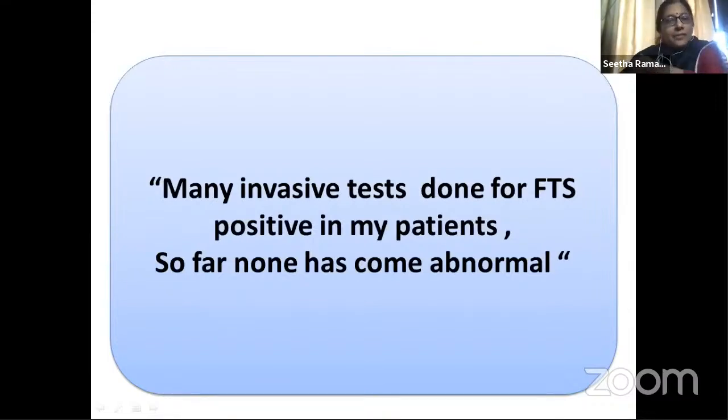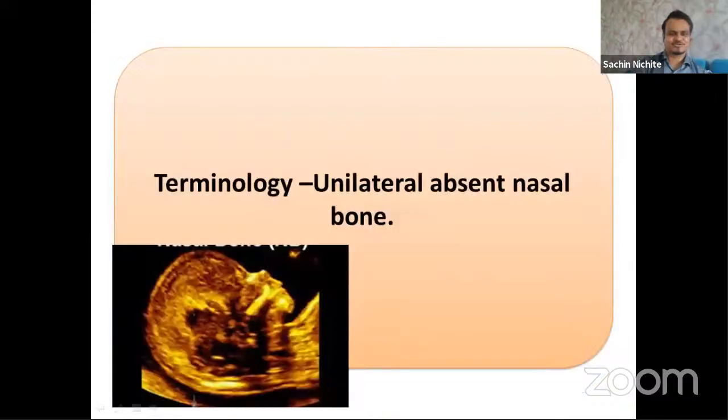Yeah. Now we come to some sonology part. Reporting of unilateral absent nasal bone. Is it absent nasal bone totally, or do we have to repeat after a week to see whether the nasal bone has come or not? Dr. Priya.